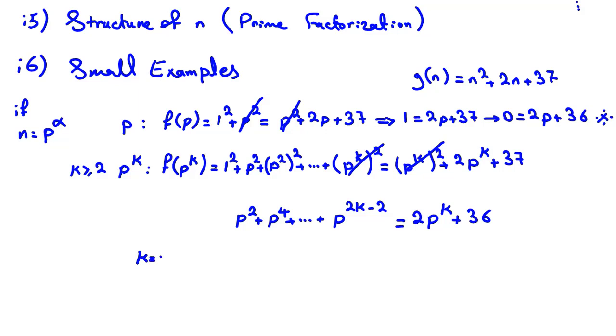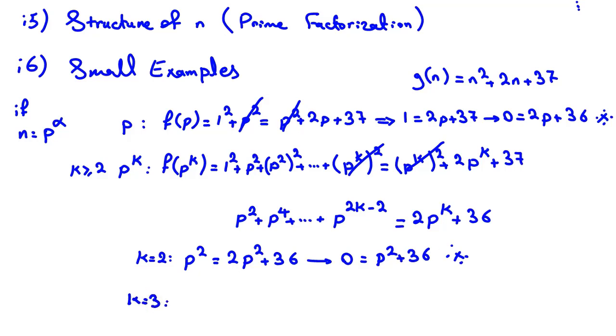Okay, here let's consider some small cases. For example, if k is 2, it will be what? p squared, 2 times 2 minus 2, p squared on the left hand side. Right hand side is 2p squared plus 36. If we subtract p squared from both sides, it will be 0 equals p squared plus 36, which is not possible because the right hand side is positive. If k is 3, the left hand side will be p squared plus p to the 4 equals 2p cubed plus 36.